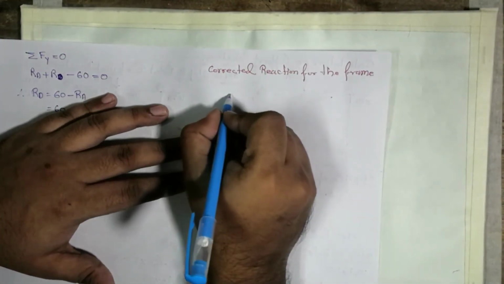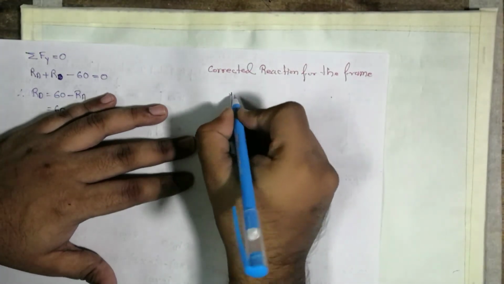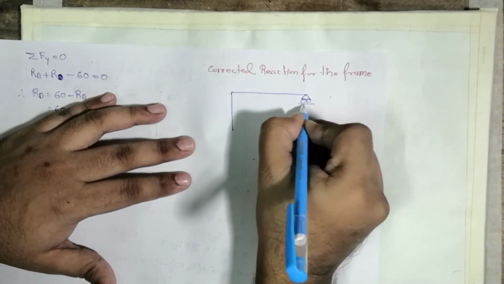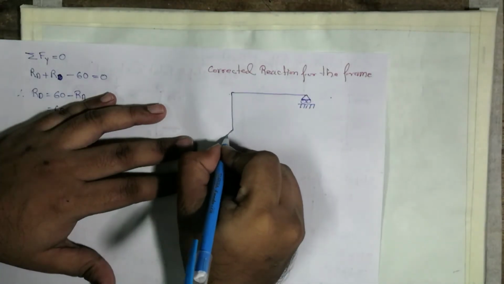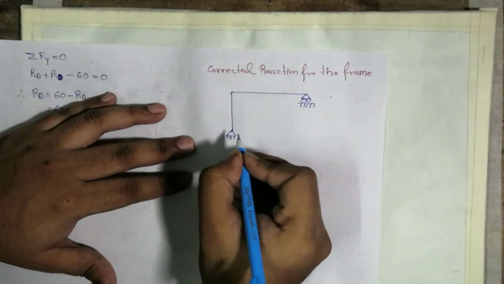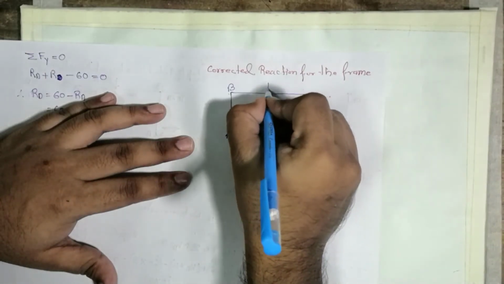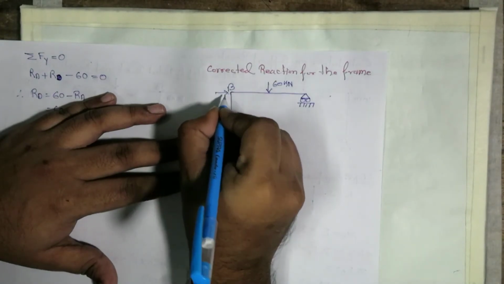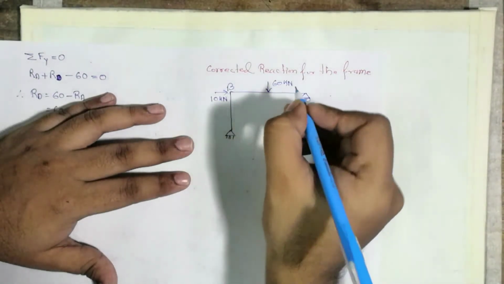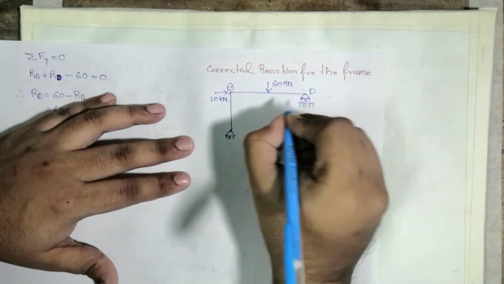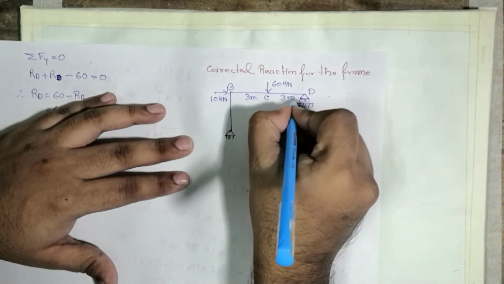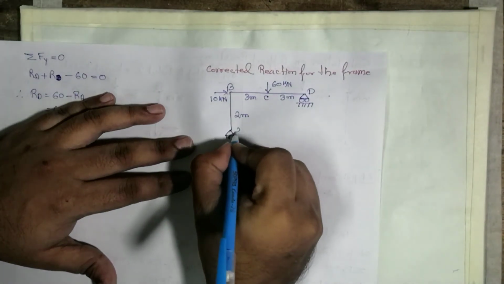What are those? Let us draw. It is a roller. This point is hinged. This is B. A 60 kilonewton load is acting at point C. This is point C, and 10 kilonewton at B. This is D. This is C. It is 3 meter. This is also 3 meter. This is 2 meter. And it is point A.